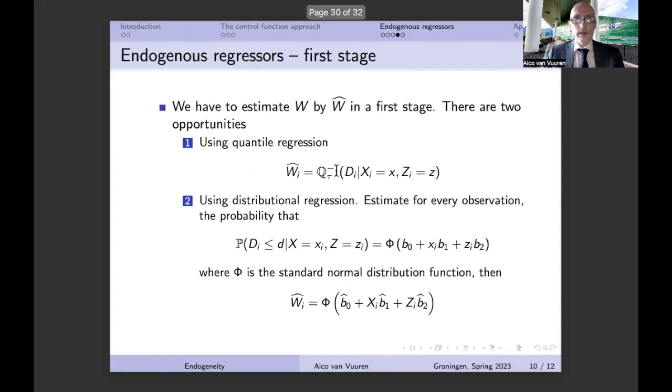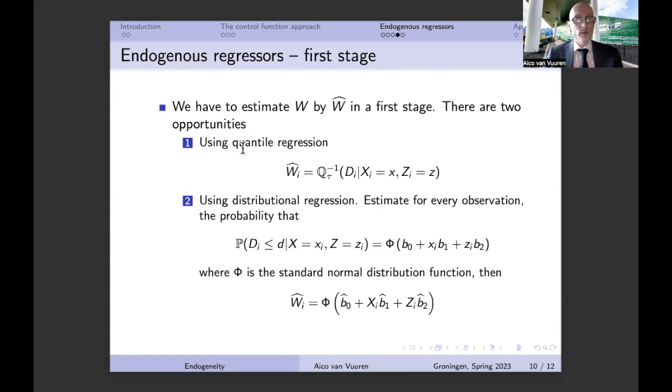Well, now that we actually have proven everything which was necessary, now the question arises, how are we going to estimate this? Well, we're going to estimate this in two different stages. First of all, we're going to estimate w by w hat in the first stage. For that, we have two different opportunities. The first opportunity that we have is to use quantile regression. Remember that quantile regression tries to estimate the inverse distribution functions.